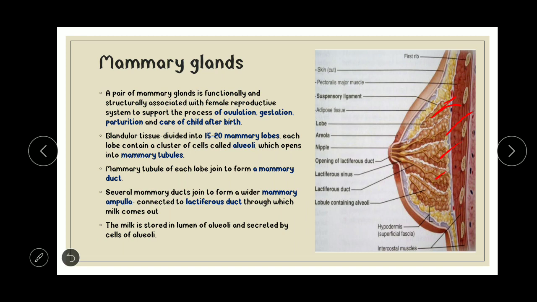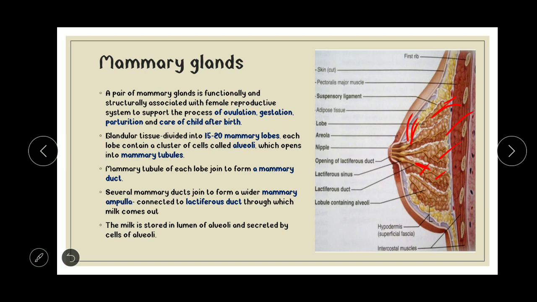Mammary tubules unite to form the mammary duct. From each alveolus arises a mammary tubule, and the mammary tubules unite to form the mammary duct, and several mammary ducts join to form the mammary ampulla, that is wider in diameter, you can see. Here this is the mammary ampulla, the bigger, enlarged portion, and it is connected to the lactiferous duct. You can see the lactiferous duct here, through which the milk comes out.